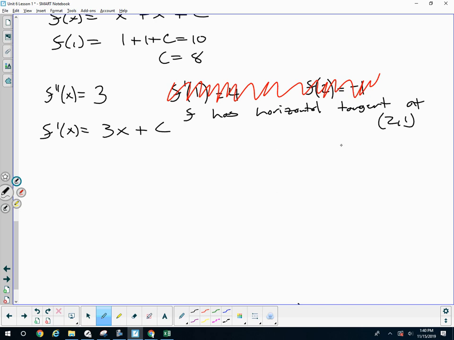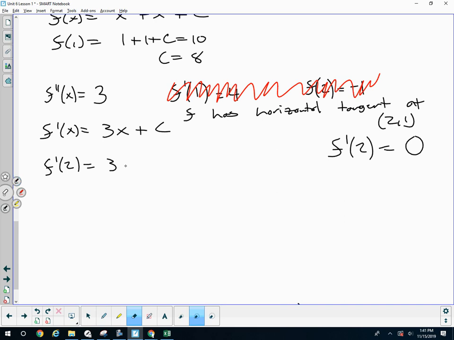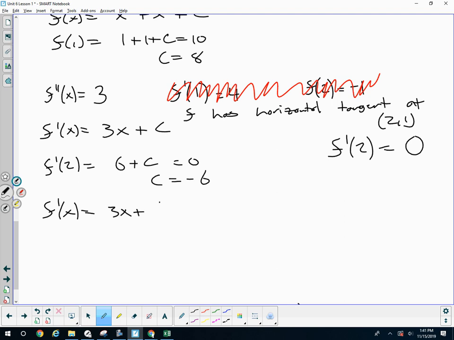Horizontal tangent means our derivative at 2 must equal 0. So if you had that thought, very, very good job. We are translating this statement into calculus notation, calculus ideas. So I'll get f prime of 2 is equal to 6 plus c, and that equals 0. C's got to equal negative 6. So that gives me a particular f prime.